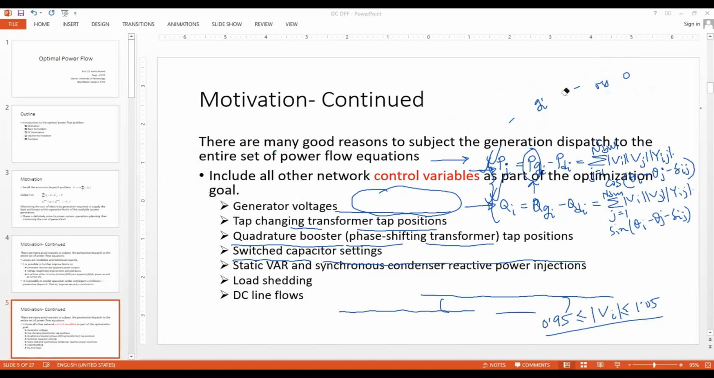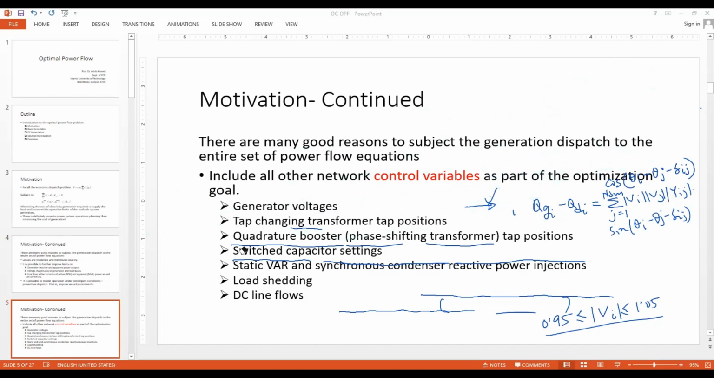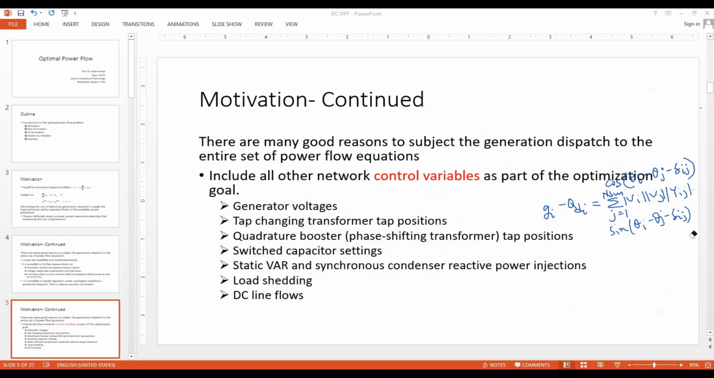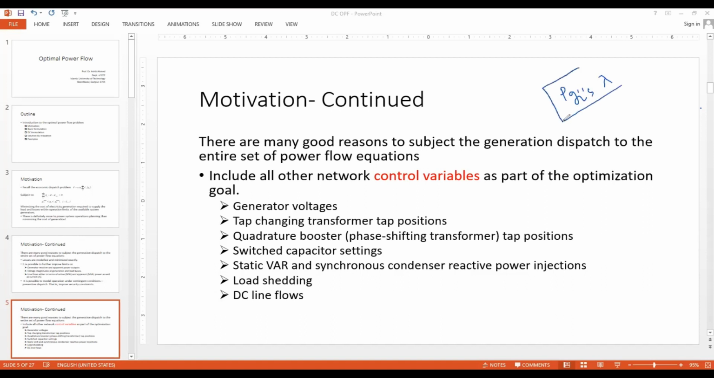So how will this actually be modeled, or what are the additional variables that will help us to achieve our goal? There is a list of variables which we will term the control variables. These control variables we didn't discuss for the conventional ELD problem. In the conventional ELD problem, we only talked about the decision variables, which were the PGIs, if you remember, and lambda. Our main concern was the PGIs.